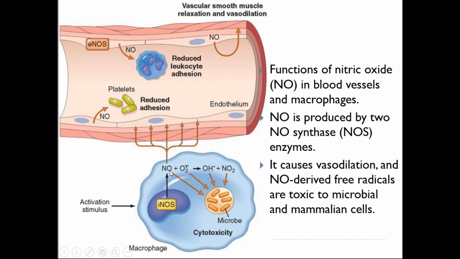So this nitric oxide will unite with the free radical, and one oxygen atom will form a free radical, and it will convert into nitrogen dioxide, and it will lyse the bacterial agent. So that's why it has a bactericidal activity.